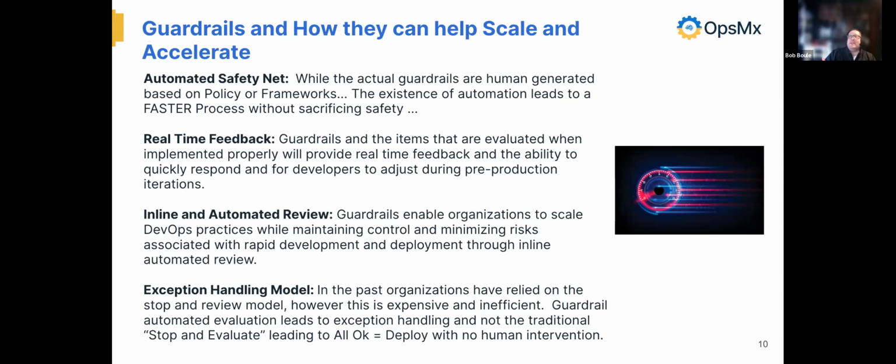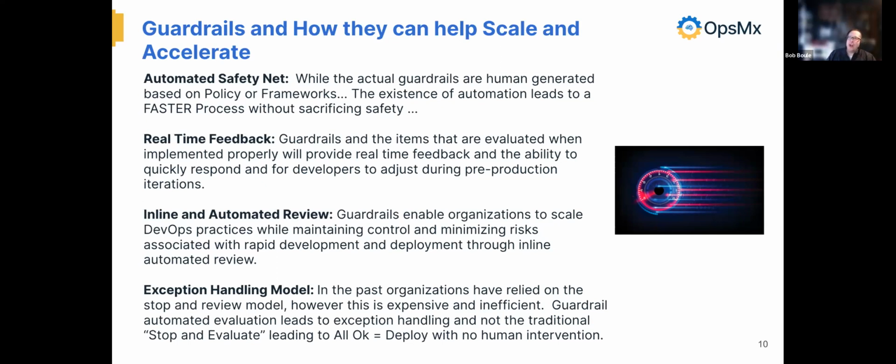But anyway, so automated safety net, again, while the actual guardrails are human generated, so someone's going to sit down and say, or someone's already sat down and said, these are the things that we need to make sure that we're doing. The existence of automation leads to a faster process, and if you implement these things, it allows you to move faster without sacrificing safety, right? That's what guardrails are really doing for you.